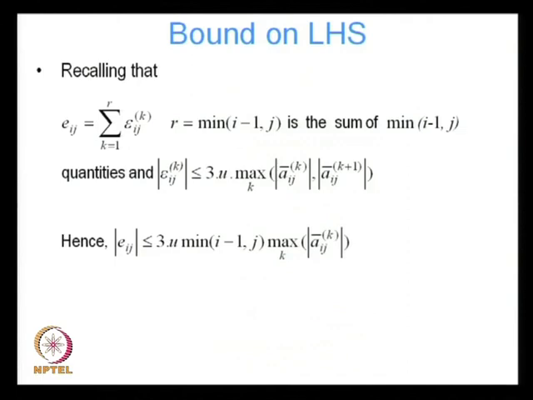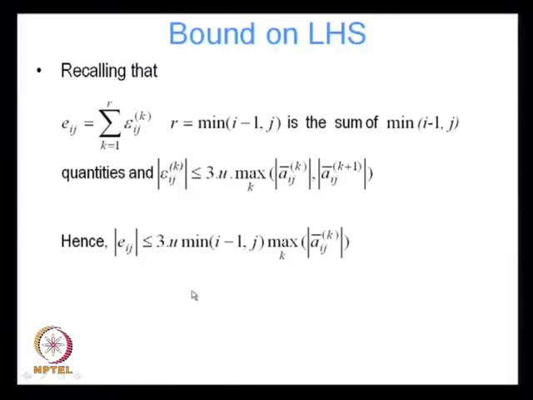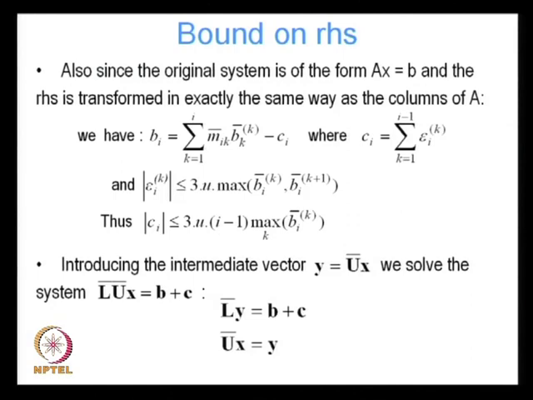So, again let me repeat, this term is a sum of a number of terms, right. We are taking the largest term in that sum and multiplying it by the number of terms in that sum, and we are saying that has to be a bound on the left hand side, which is the sum of all those terms. So, that was a bound on the left hand side. Let us consider a bound on the right hand side.